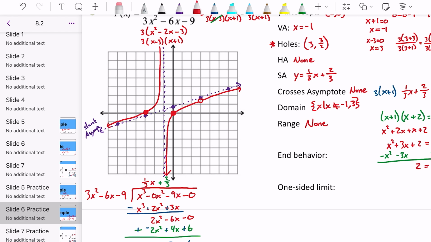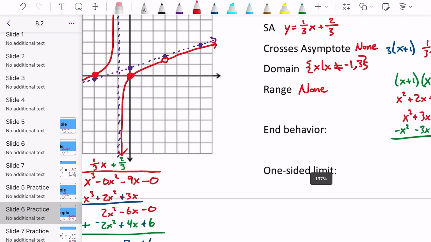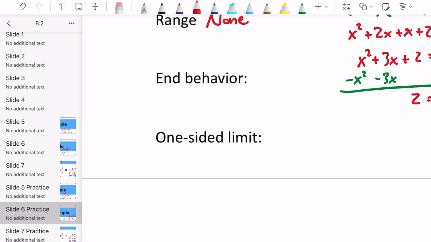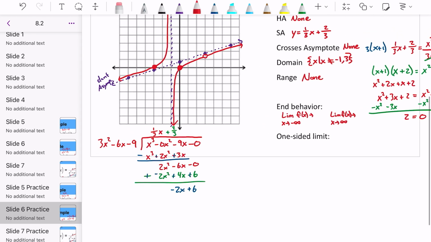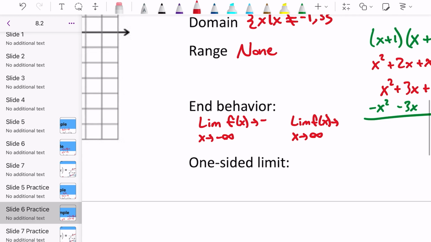For our end behavior, we would continue to write it the same way that we know how, which is as a limit notation. So the limit of f of x as x approaches -infinity, and the limit of f of x as x approaches positive infinity. Well, as we move to the left-hand side, we can easily see that we are going towards negative infinity. And as we move to the right-hand side, we are going towards positive infinity.